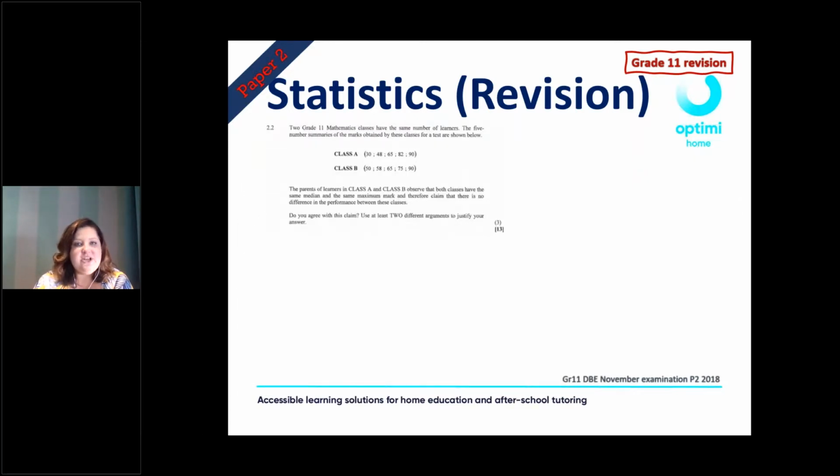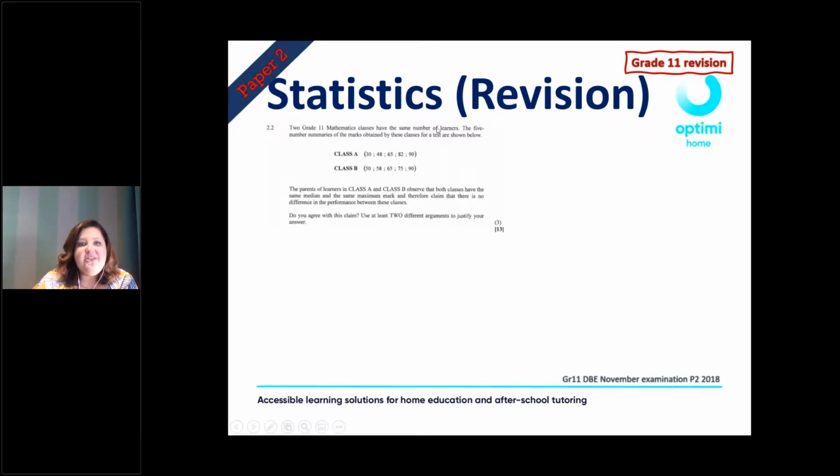But it has something else that we need to talk about. So 2 grade 11 mathematics classes have the same number of learners. The 5 number summaries of the marks obtained by these classes in a test are shown below.